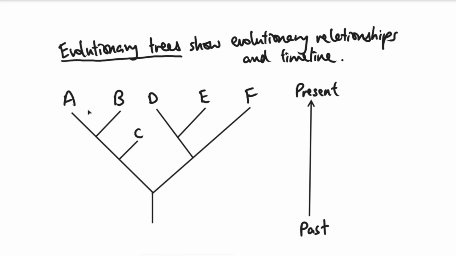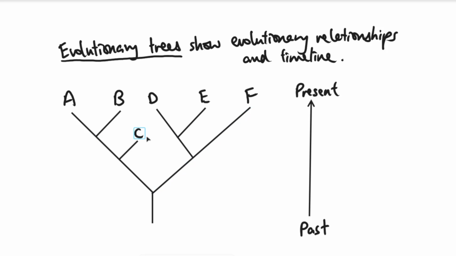So for example, species A and B will be closely related to each other because of the recent split. Species D and E will be closely related to each other because of the recent split as well. However, we can say that both A and E are sort of related because, like I said, they all come from the same common ancestor at this bottom point here. However, they will be less closely related than A and B, because they evolved and split up many, many years ago.